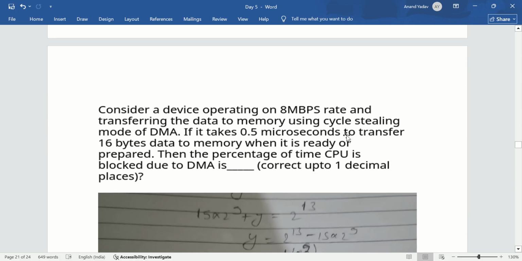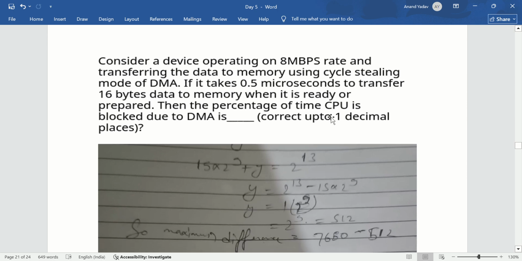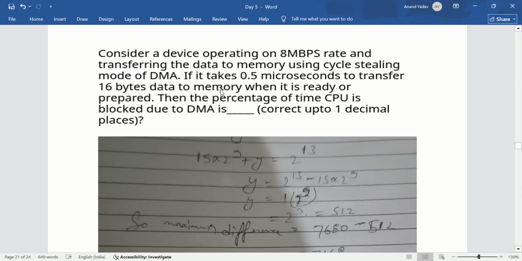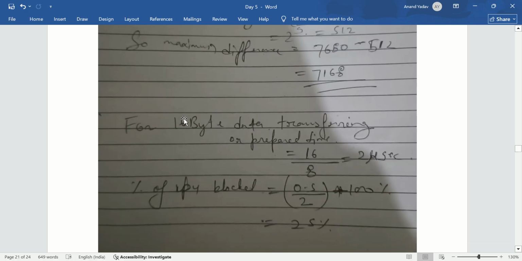Now next one is, consider a device operating on 8 Mbps rate and transferring the data to memory using cycle stealing mode. If it takes 0.5 microsecond to transfer 16 bytes of data to memory when it is ready, then what is the percentage of time the CPU is blocked due to DMA? For this question I will solve by this way.